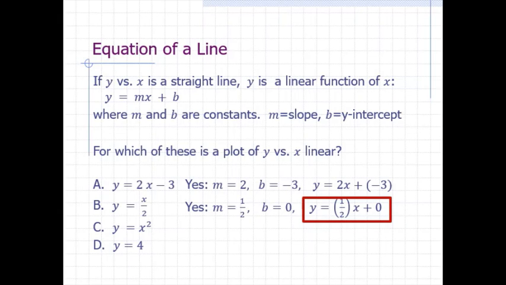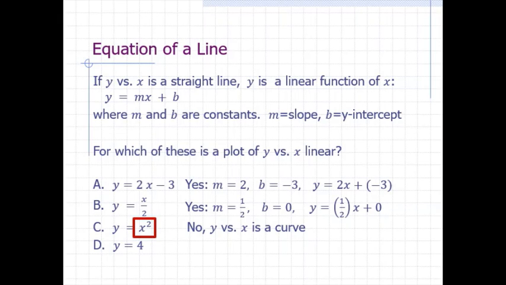Let's take a look at choice C. The relationship between x and y here is not linear. If we plot y versus x, we don't get a straight line. We get a curve. Here we have x squared, not just x. Finally, let's take a look at choice D.